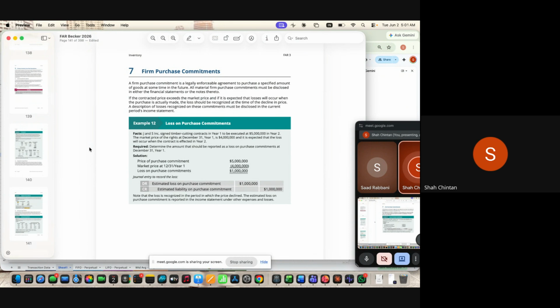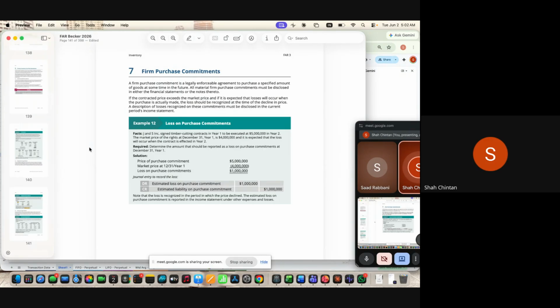So what is the journal entry for it? Loss account debited, provision for loss credited, $1 million. Again, a very small topic. Any questions? What is the provision for loss account? It's a kind of liability. So basically what is happening right now is that you are going to pay more in the future for one thing.